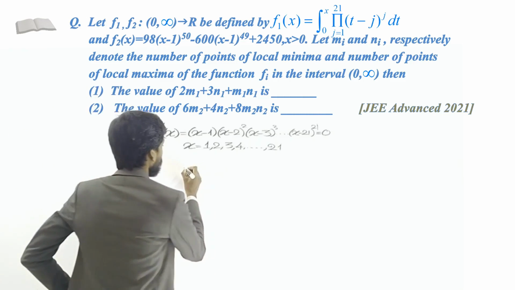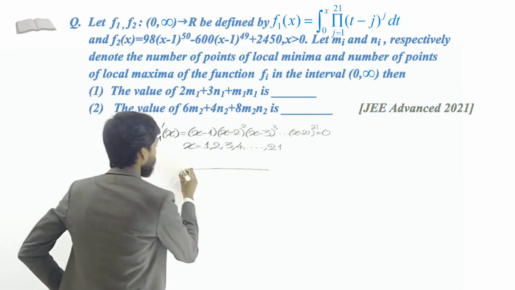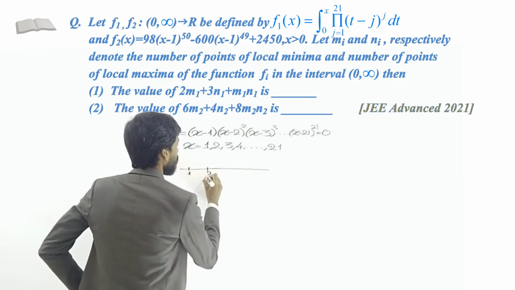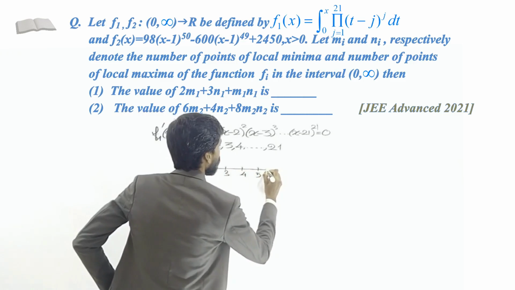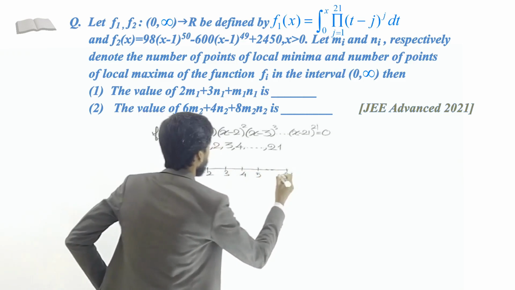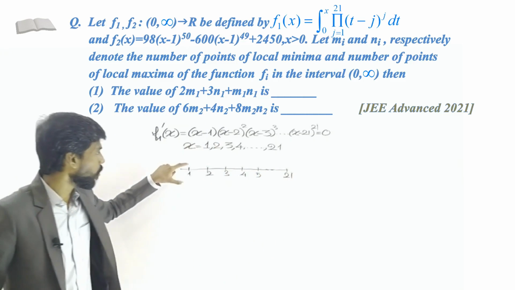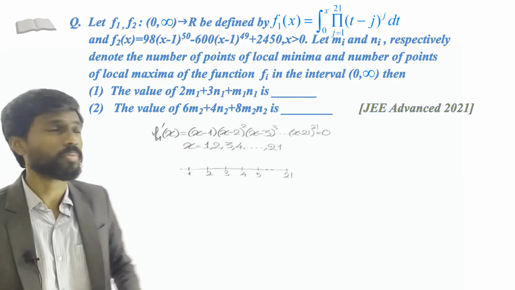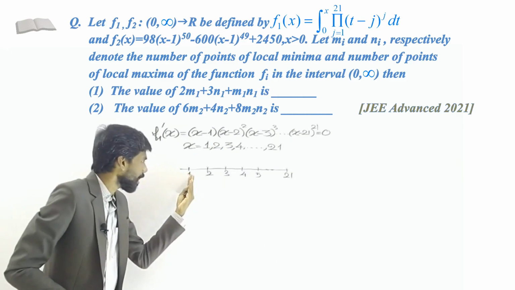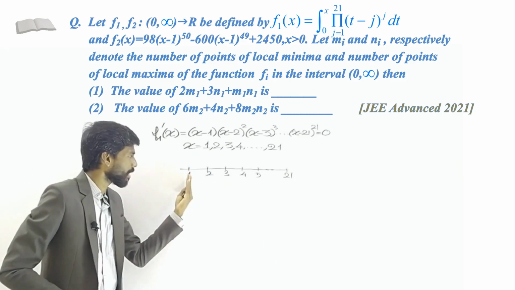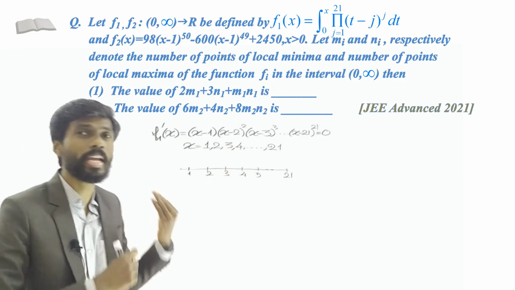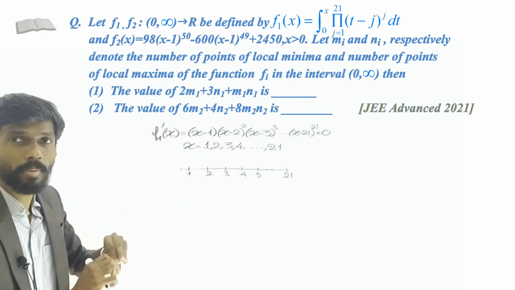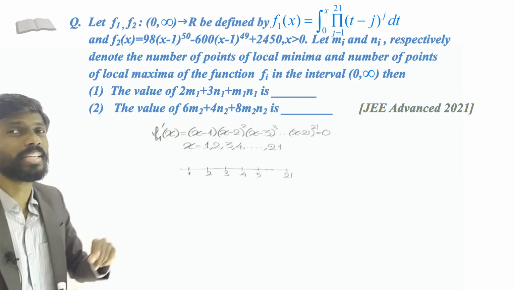Let us draw this graph roughly to get an idea. So these are the points 1, 2, 3, 4, and so on, up to say 21. Now at the point 1, is it a minimum or maximum? When x is less than 1 and greater than 1, we will check the sign of this expression. If it changes from negative to positive, it is a point of minimum. Positive to negative, it is a point of maximum.